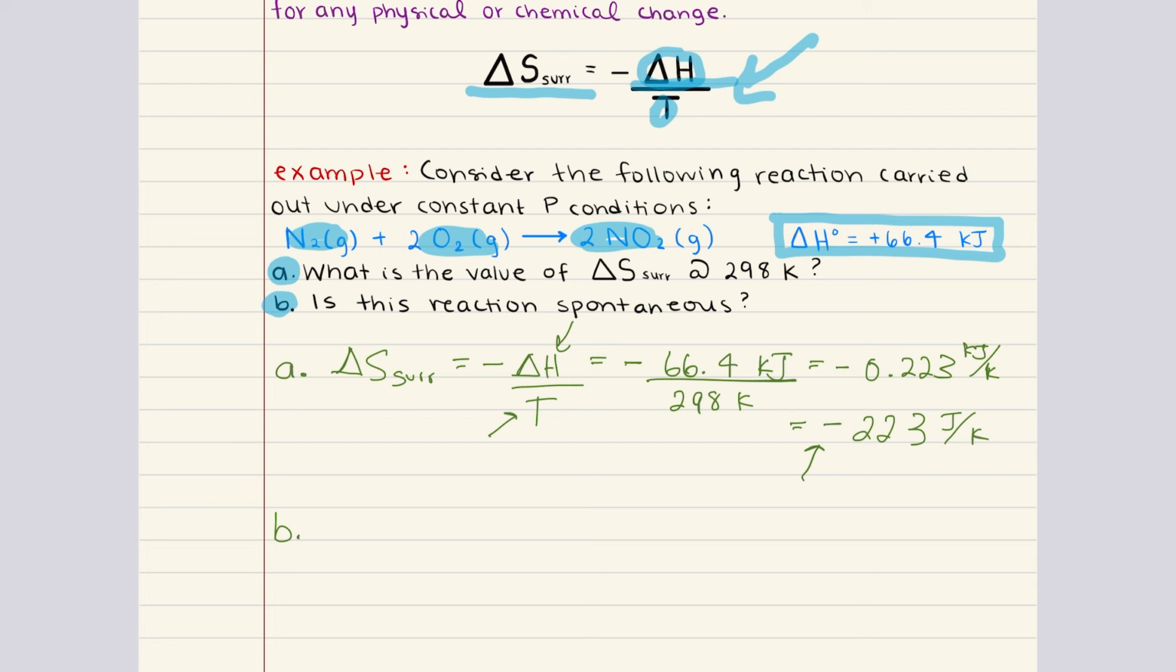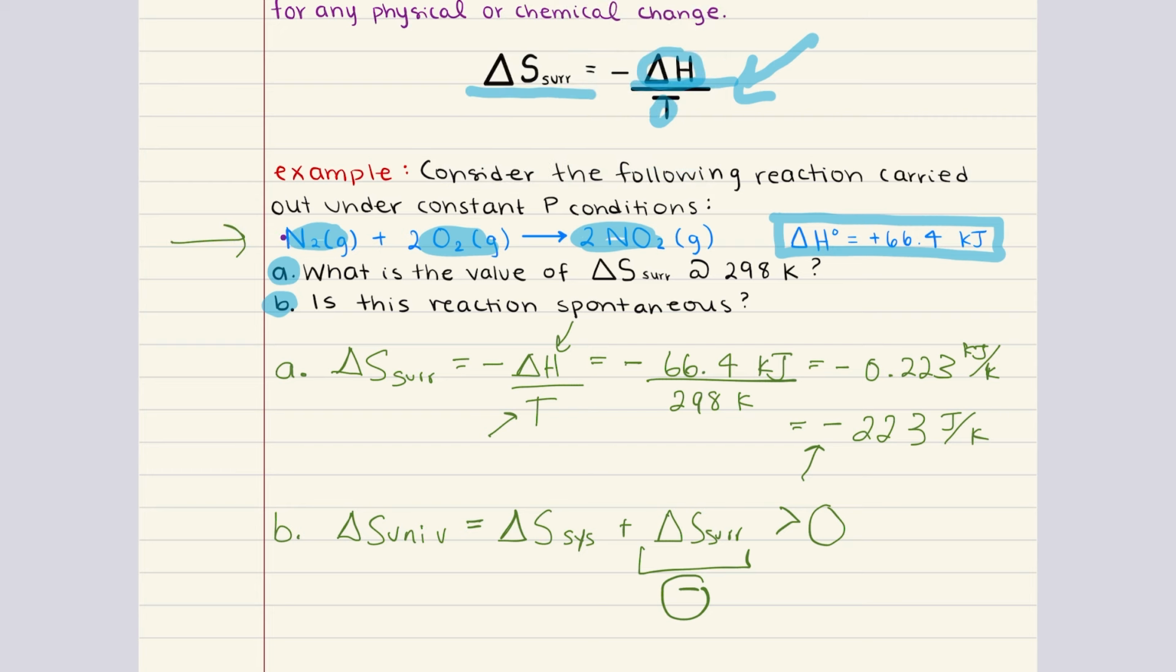Is this reaction spontaneous? Now, the second law of thermodynamics says that a process can only be spontaneous if it results in an increase in the total entropy of the universe. So delta S of the universe is equal to delta S of the system plus the delta S of the surroundings, and this has to be greater than 0 for a process to be spontaneous. Now, we figured out from part A that delta S of the surroundings is negative. Now we need to determine the sign of the change in entropy of the system, and we can actually do that by looking at our reaction.